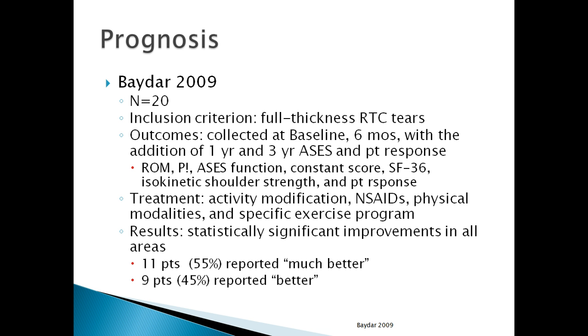In this study by Badar in 2009, they had 20 patients. The inclusion criteria was a full thickness rotator cuff tear. Outcomes were collected at baseline, 6 months, and with the addition of 1 year and 3-year ASES and patient response. It looked at range of motion, pain, ASES function, constant score, SF36, isokinetic shoulder strength, and the patient response. Treatments included activity modification, NSAIDs, physical modalities, and specific exercise program. There were statistically significant improvements in all areas, 55% reporting much better and 45% reporting better.